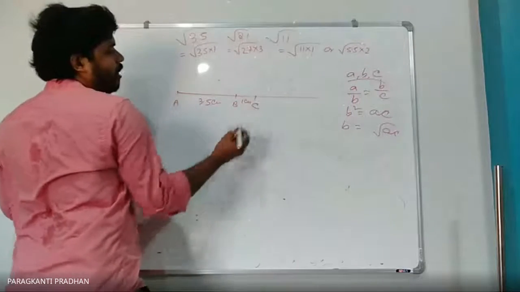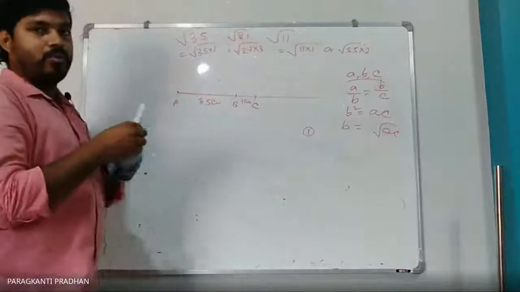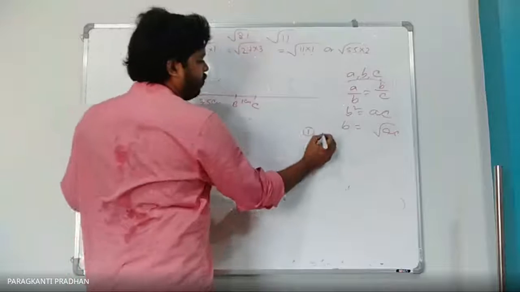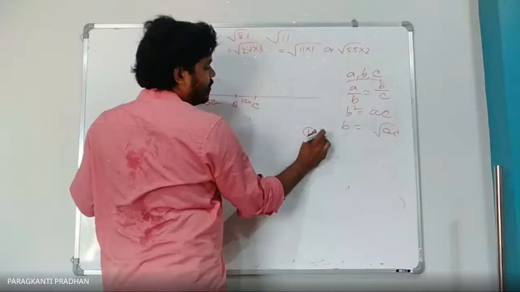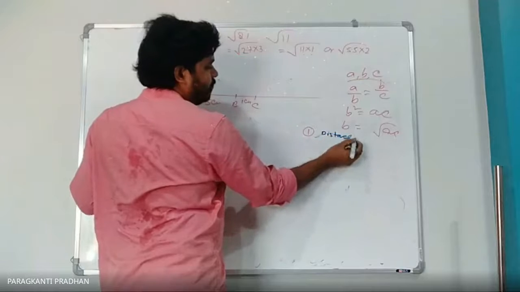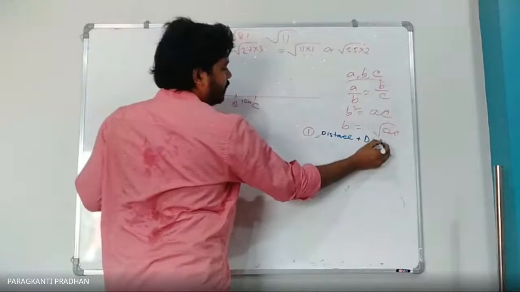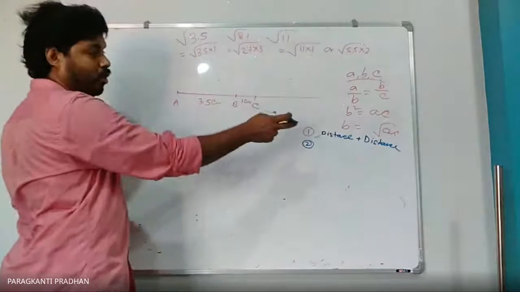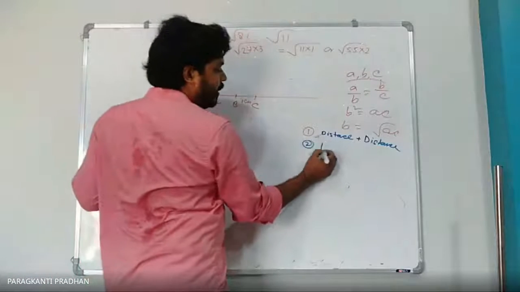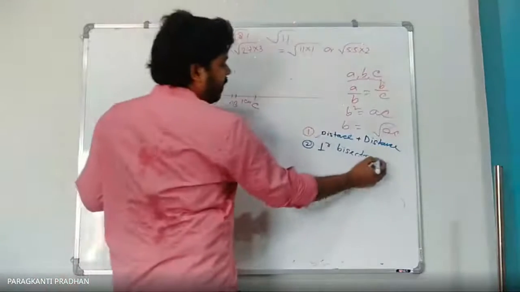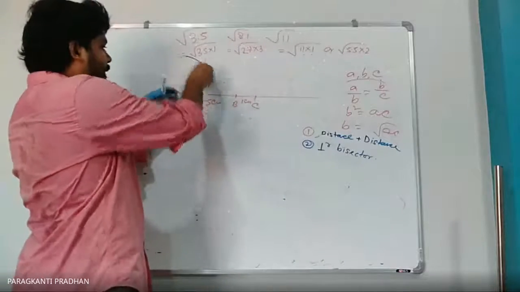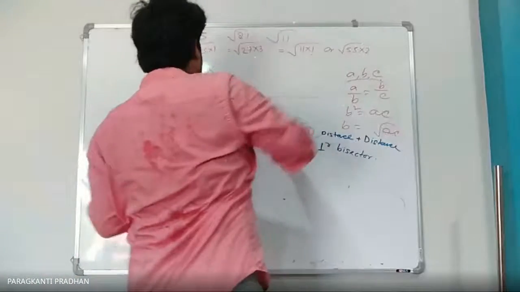This is 1 centimeter. So first, I am writing the points one by one. First one is distance plus distance. Number 2, the distance and distance plus, in short, note it. Then perpendicular bisector. Just note in short: perpendicular bisector from here to this and from this.